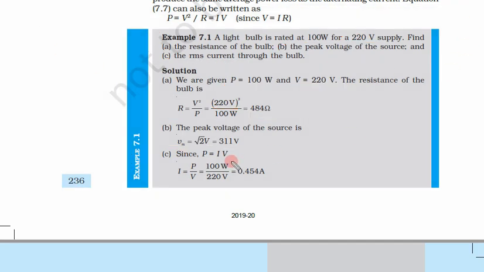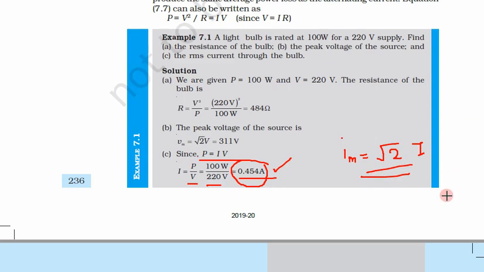So we are calculating this. P is equal to IV. So I is equal to P by V, 100 watt upon 220 volt. What do we get? 0.454 ampere. This is the RMS value of current. If we want the maximum current, it is simply root 2 times this RMS value. So if we multiply it with root 2, we get the maximum current.